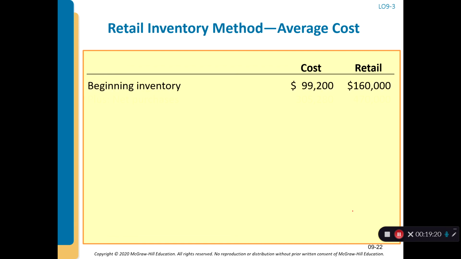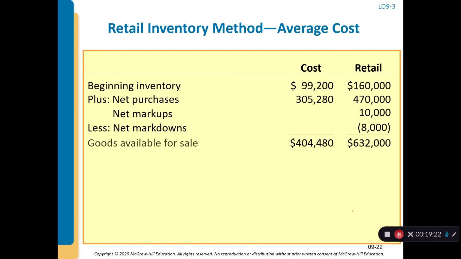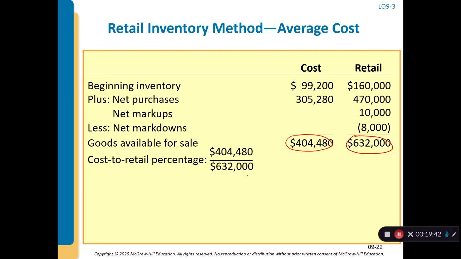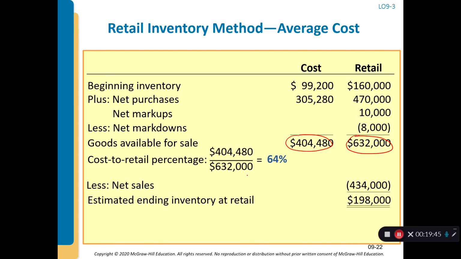So beginning inventory plus net purchases plus net markups minus markdowns gives a retail price of 632,000, and the cost itself equals the beginning inventory plus the purchase cost. Hence, we get a relationship between the cost and retail of about 64%. If we know the net sales is 434,000, then we know the retail price of the ending inventory is 198,000.